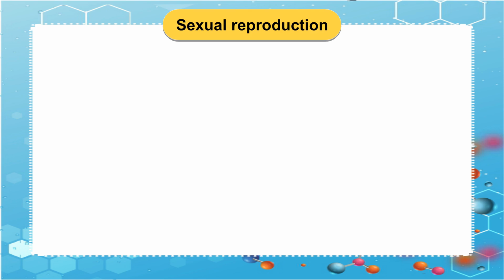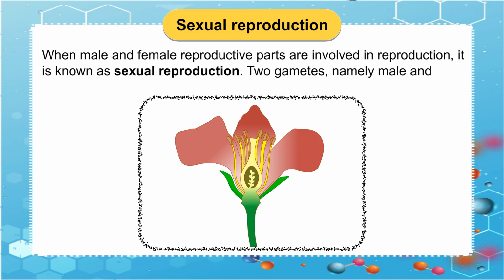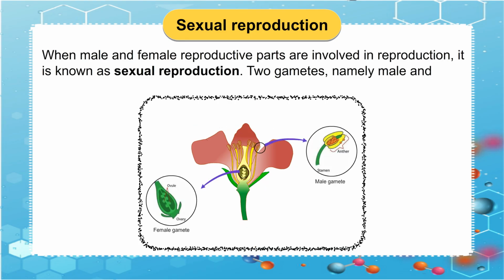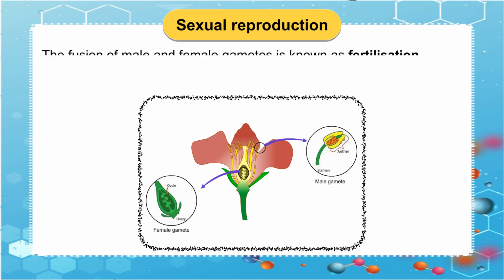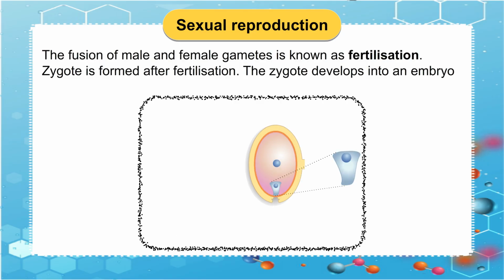Sexual reproduction. When male and female reproductive parts are involved in reproduction, it is known as sexual reproduction. Two gametes, namely male and female gametes, are formed. The fusion of male and female gametes is known as fertilization. Zygote is formed after fertilization. The zygote develops into an embryo and finally into a new individual.